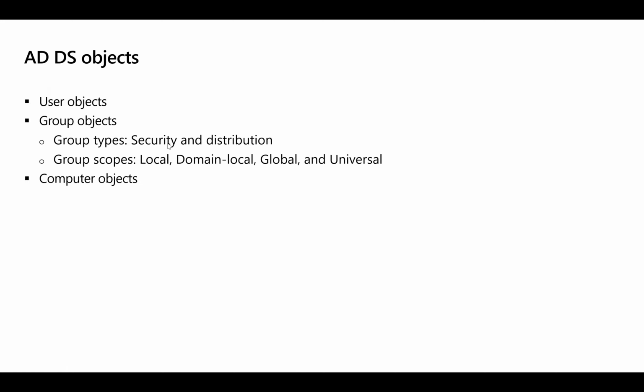What's the difference between the two? Security group, you can assign permission. Distribution, you cannot assign, normally used for email blasting. Group scope: local gives you local admin rights and so on. Domain local, you have power to administer using a domain account in a local computer. Global, you have permission to a single domain and any member of the domain.